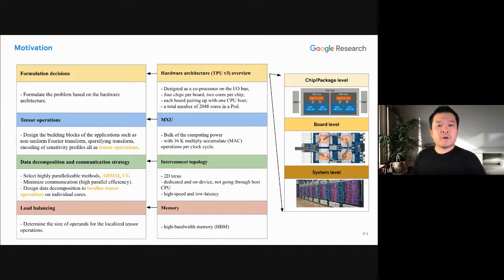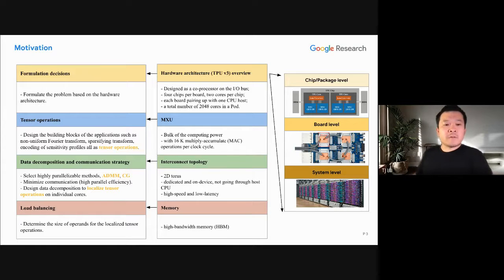If we can formulate the problem and design an algorithm in accordance with the TPU architecture, it indeed achieves good acceleration by running scientific computing applications on TPUs. The MXU, or matrix multiplication unit, provides the bulk of the computing power, with 16K multiply-accumulate operations per clock cycle. Based on that, we design the building blocks of an application as much as possible as tensor operations.